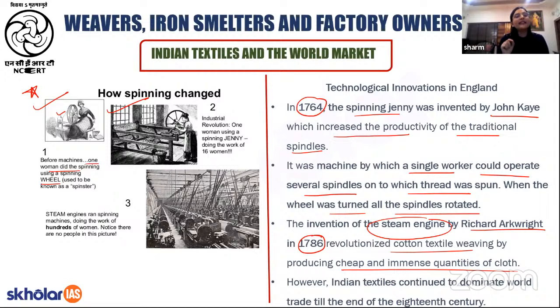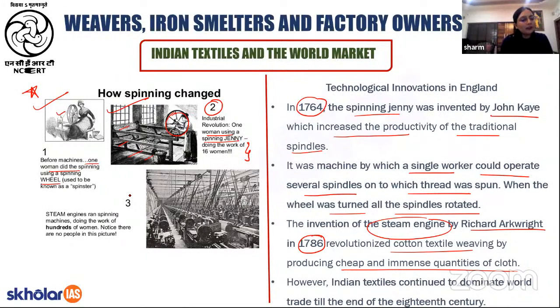However, students, after the invention of the spinning jenny, that is during the Industrial Revolution, please look at the second image. You can see that one woman is using the spinning jenny and she is doing the work of 16 women. Why? Because this particular wheel is now catering to many threads which are given here, and at the same time many threads can be spun so that the production of cloth is much faster. So one woman can do as much work as 16 women used to do earlier. Okay, so naturally you understand how the productivity increased.